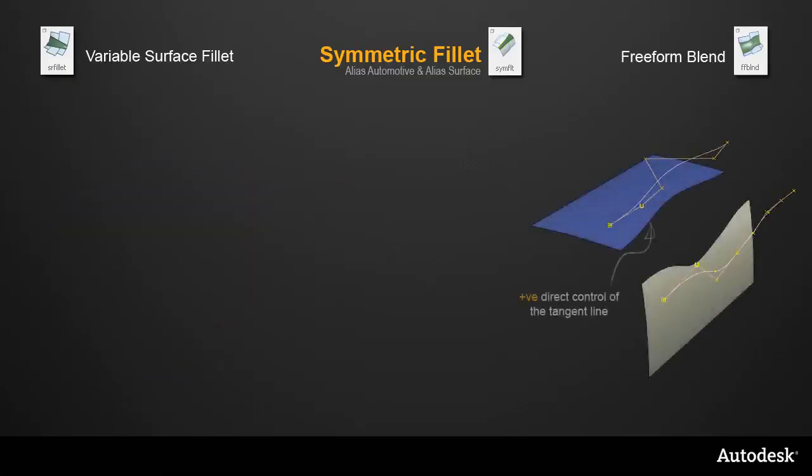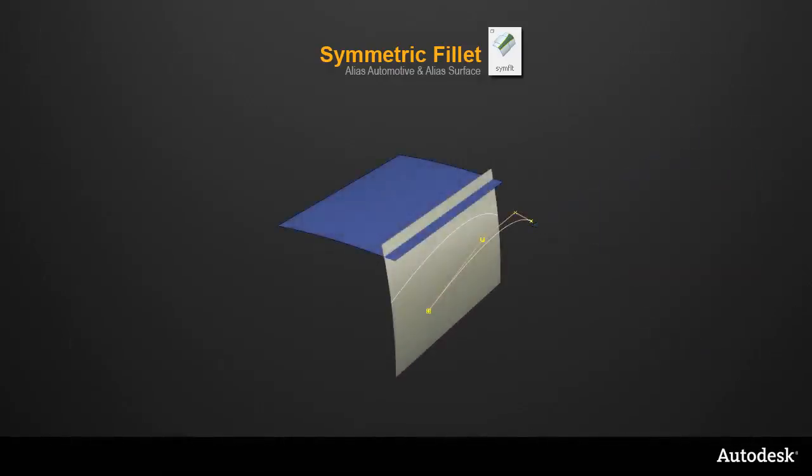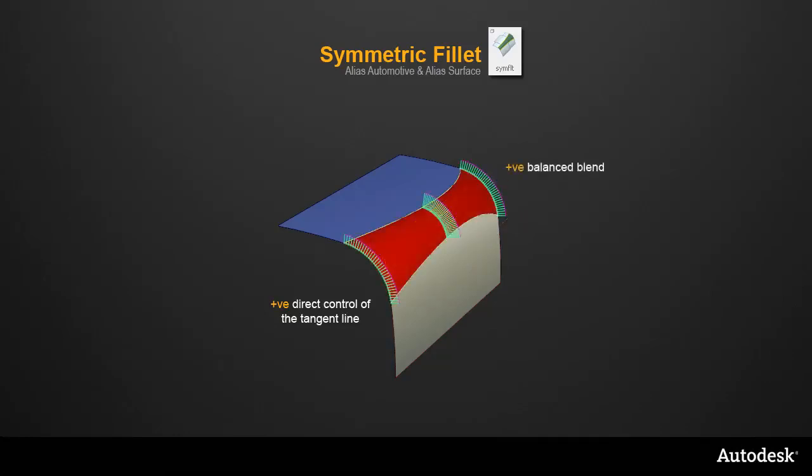With the freeform blend, you can create and control the tangent lines directly, but that freedom means you can't guarantee that you'll get a balanced, even blend. The new Symmetric Fillet has the best of both. You create one of the tangent lines directly, in this case I've projected a curve on surface, but the tool then accurately calculates the second tangent line, and a perfectly balanced, in this case circular, fillet surface is built between the two.